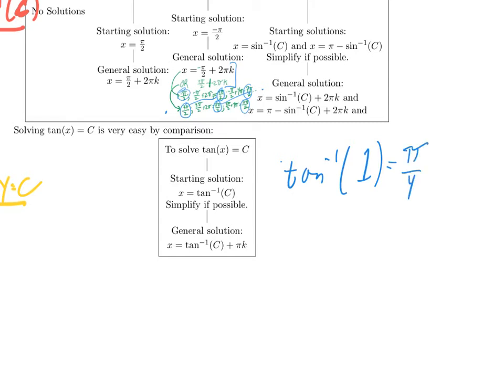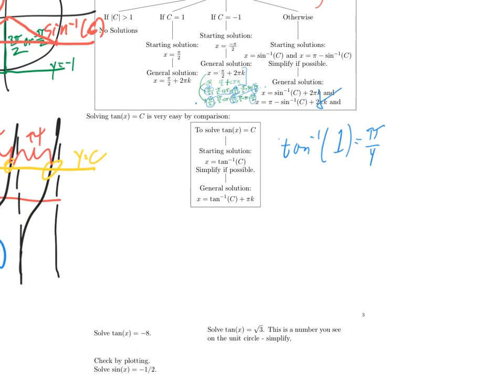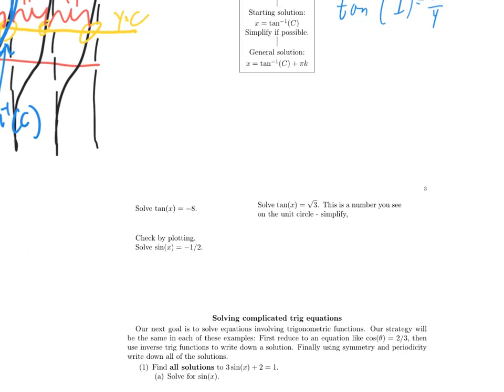So if you happen to want to solve tangent of x is equal to 1, your starting solution will be pi over 4, because that's the inverse tangent of 1. So let's use this algorithm to solve one more simple trig equation, and then we'll move on to complicated trig equations. All right, well, let's start with this.